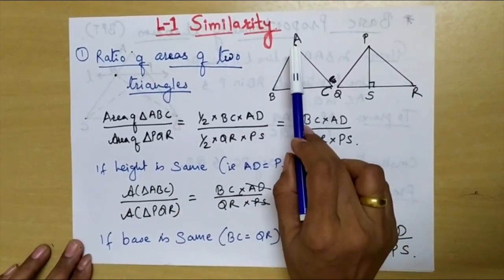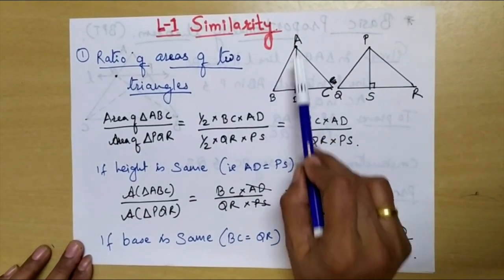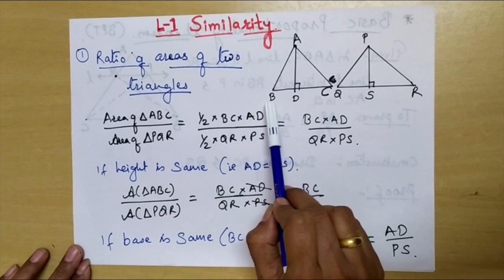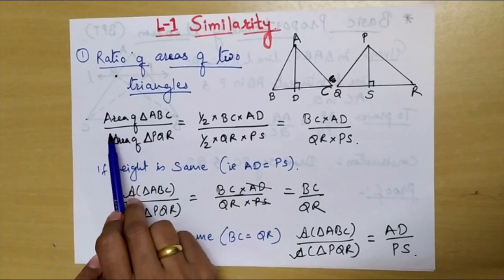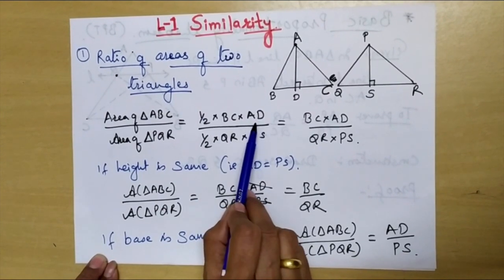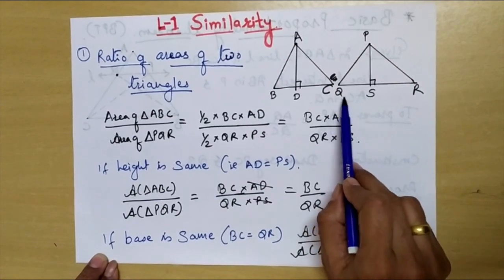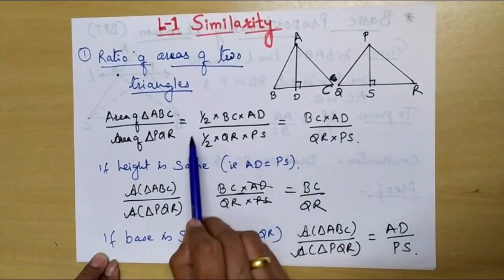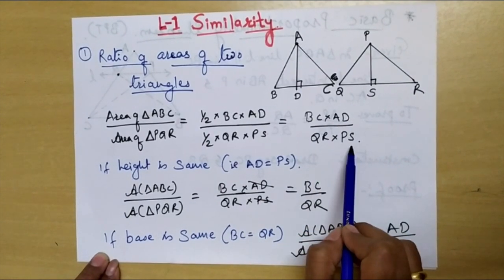Now if you consider these two triangles ABC and PQR, the height for triangle ABC is AD and the height for triangle PQR is PS. The base is BC, and here the base is QR. Therefore, the area of triangle ABC upon the area of triangle PQR will be equal to half base into height, that is BC into AD. And for the next triangle, it will be QR multiplied by PS, where QR is the base and PS is the height. This half gets cancelled, so the ratio is BC into AD upon QR into PS.